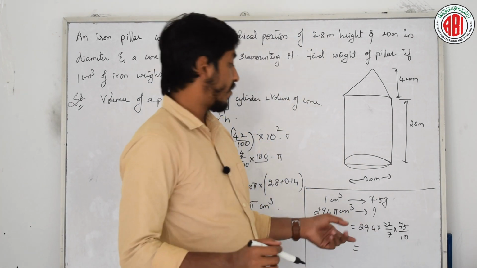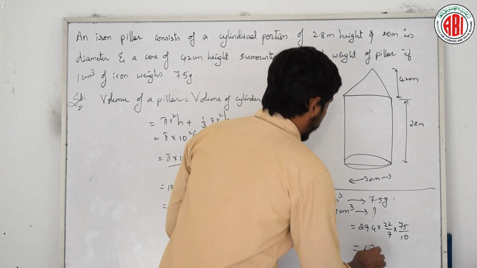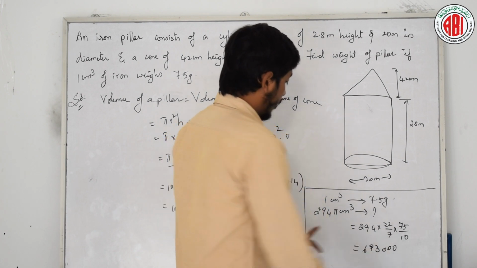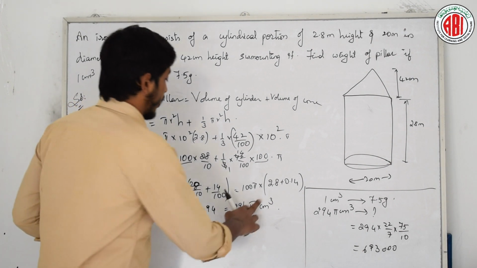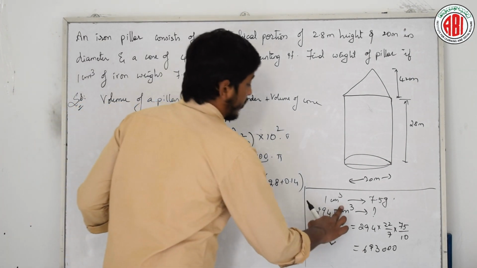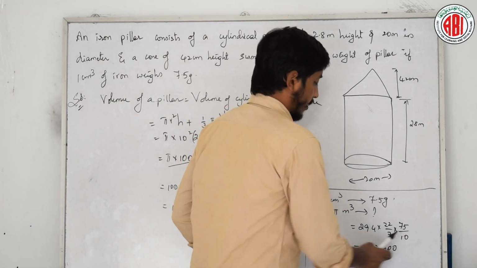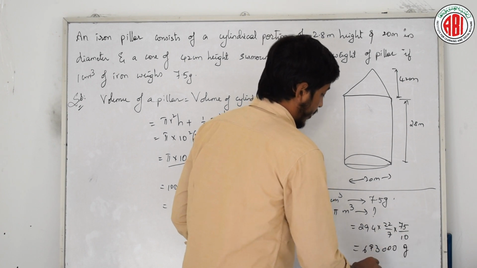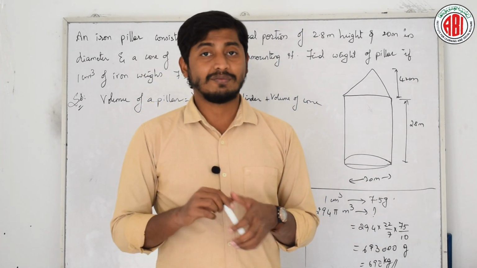Now tell me, after multiplying everything, what will be the answer? That is 693,000. Do we get that many? Just check here. What is the question given? He gave everything in meters. This will be in meter cube, and this will also be in meter cube. Now we have to multiply 1000 to it. 693,000 grams, that is nothing but 693 kilograms. Did you understand? Fine. Shall we move on to the next problem?